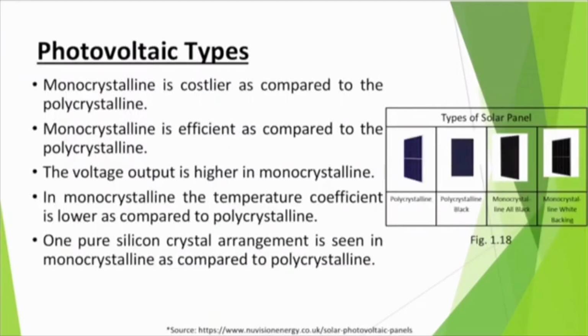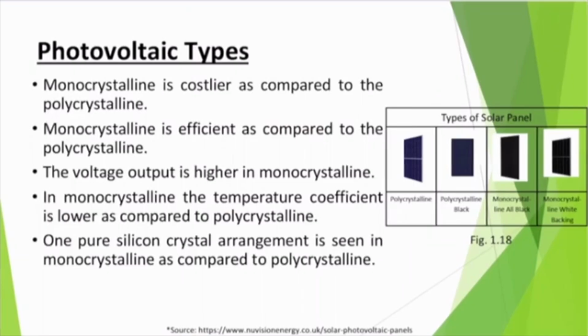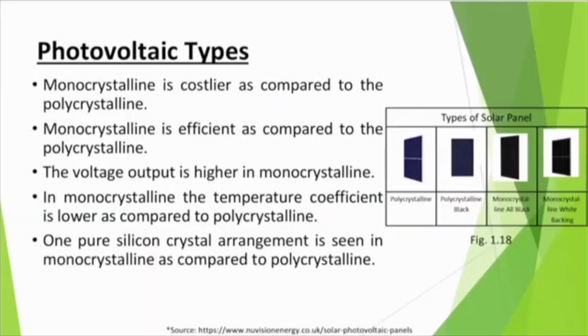Now, there are different types of photovoltaics today because of their efficiency. The first is monocrystalline, which is costlier and quite popular, as compared to polycrystalline. Monocrystalline is more efficient than polycrystalline. Early on we started with polycrystalline, now we have moved to monocrystalline. The voltage output is higher in monocrystalline, and its temperature coefficient is lower as compared to polycrystalline. One pure silicon crystal arrangement is seen in monocrystalline as compared to polycrystalline.